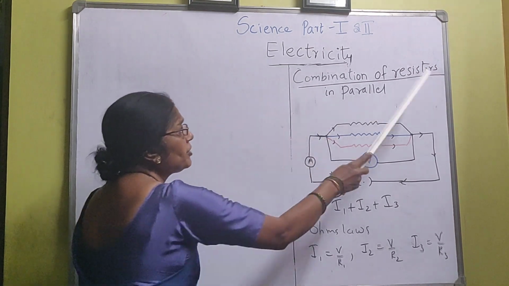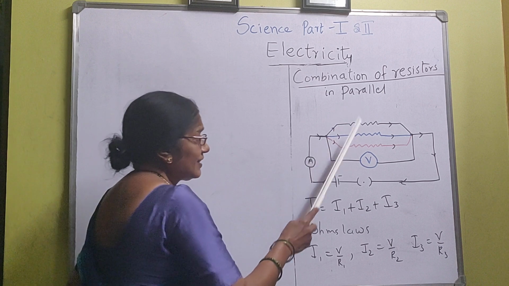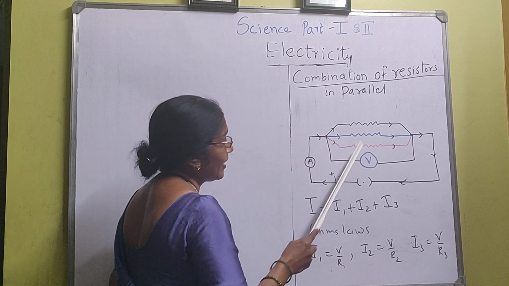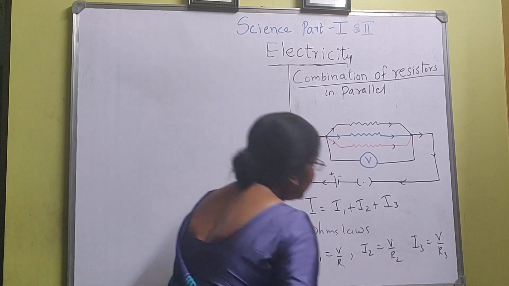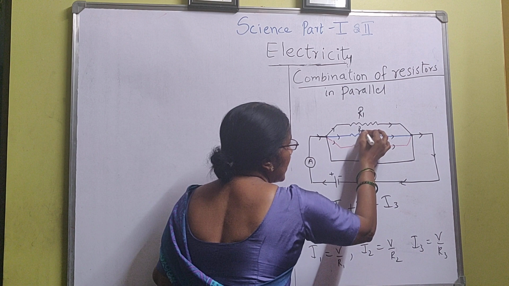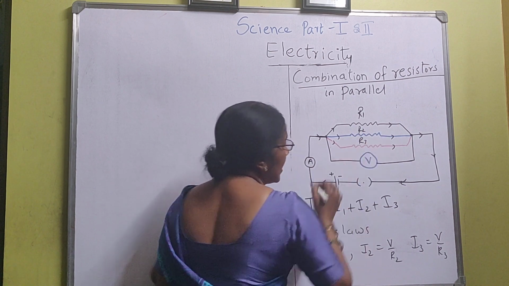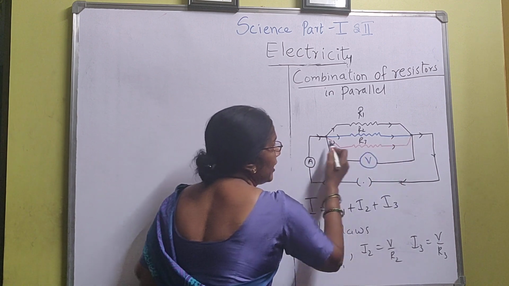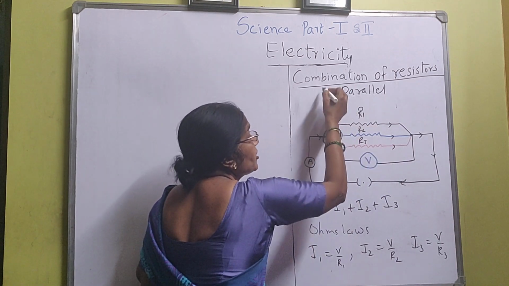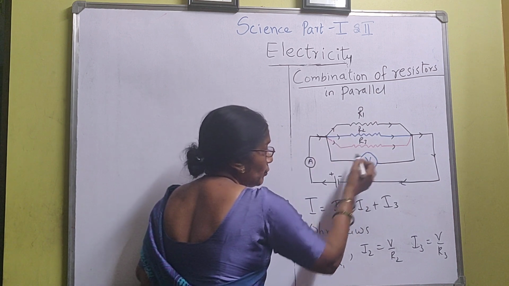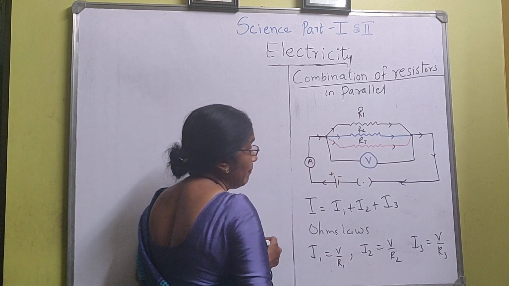Now let us see the combination of resistors in parallel. Last time I gave you one activity where threads were connected with each other. Here you can see that this resistor is R1, this resistor is R2, and this resistor is R3. They are connected with each other at two common points. So this combination is called a combination of resistors in parallel. They are connected with a voltmeter and an ammeter.